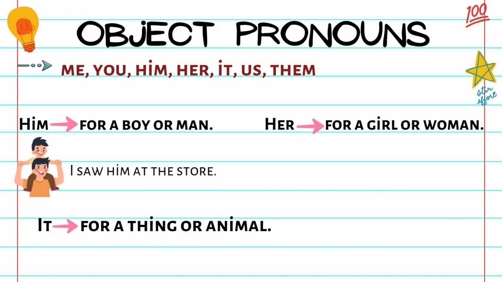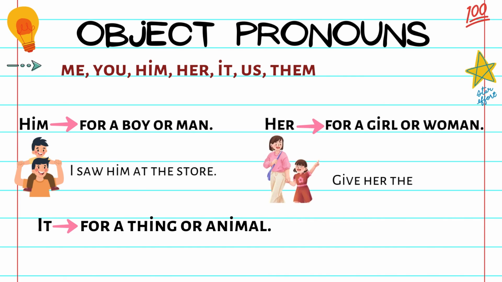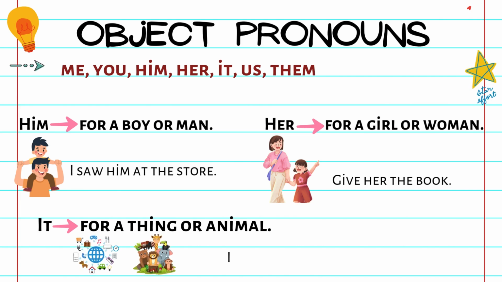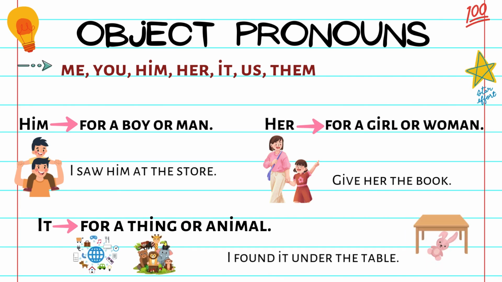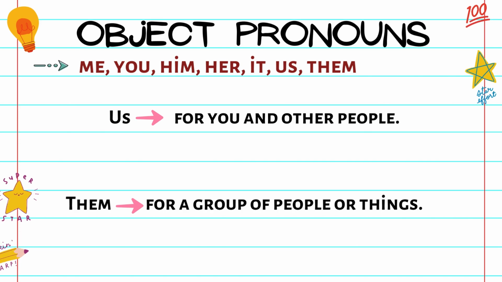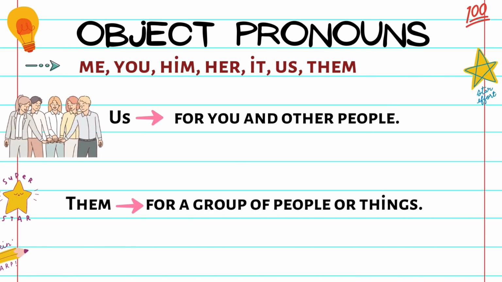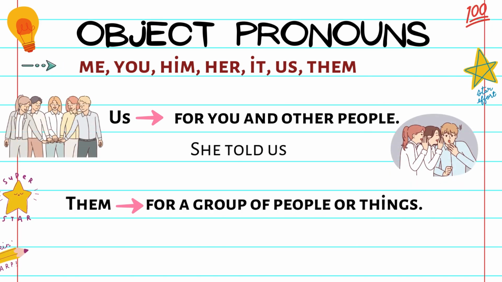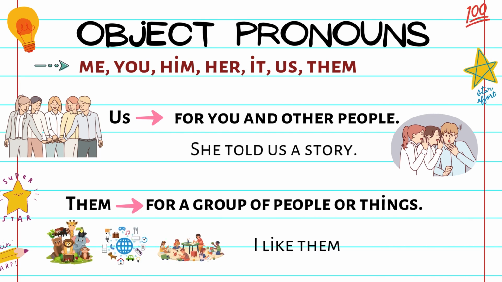And her, for a girl or woman. Example, give her the book. Last one, it, for a thing or animal. Example, I found it under the table. Last one's us, for you and other people. Example, she told us a story. Them, for a group of people or things. Example, I like them a lot.